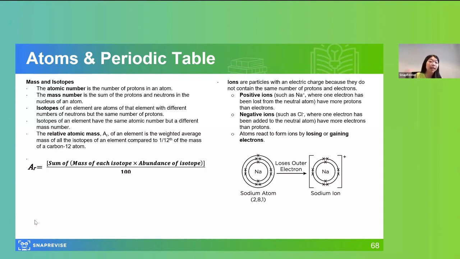The mass number is the sum of protons and neutrons in the nucleus of an atom. So it's going to be the top number you see usually when you have the element. And that's the total number of neutrons and the total number of protons.